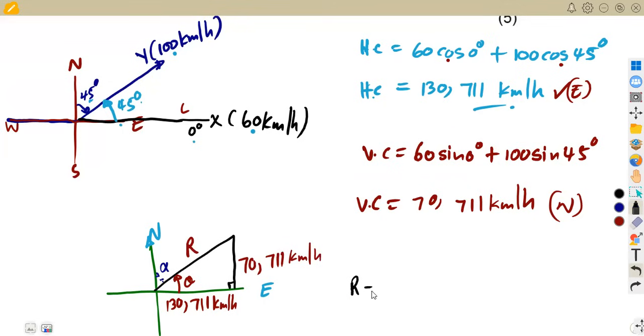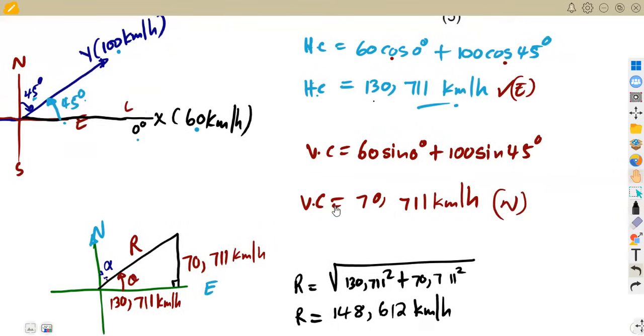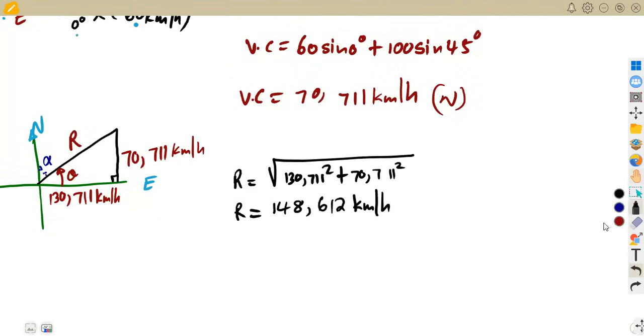All right. So let us find our r here, which is the square root of the horizontal component squared, 130.711 squared, plus the vertical component, 70.711 squared. So you're going to have r in this case as 148.612 kilometers per hour. Then we can calculate our theta or alpha, which is now the direction.